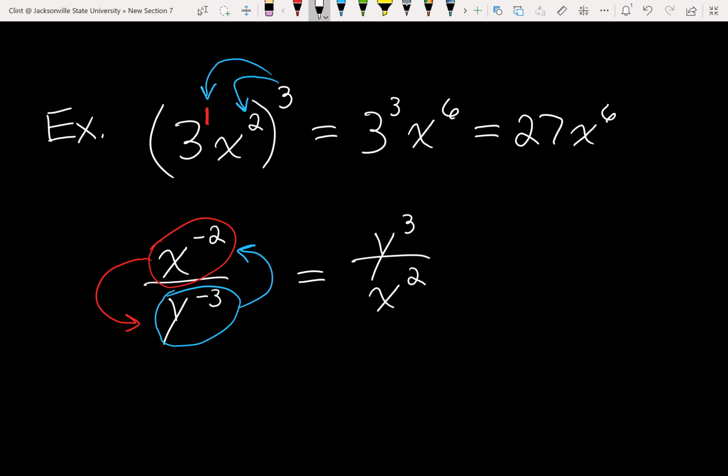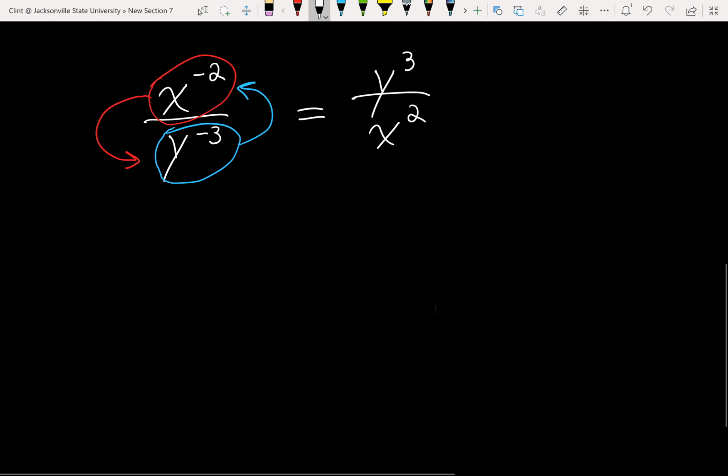If you have negatives in the top and in the bottom, you can think about it like flipping, and we just flip this thing over. You're not always going to have just negative exponents though, so it's good to know what to do with each individual variable. So let's look at an example here.